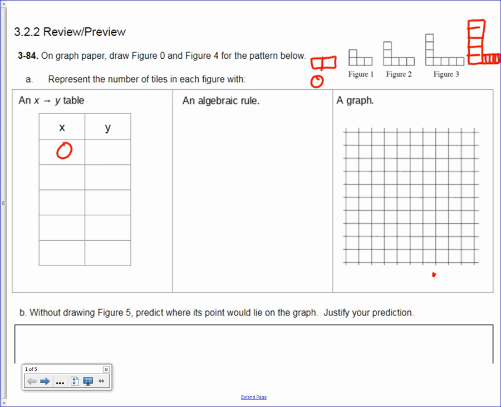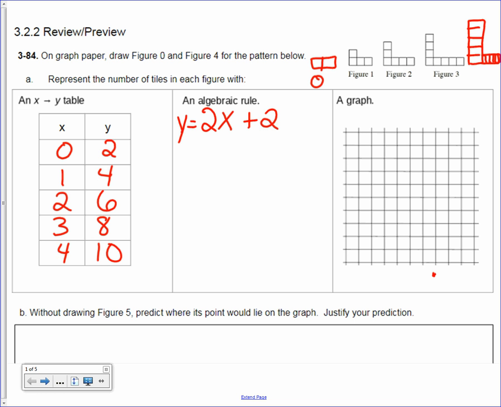So I started with 0 was 2. Figure 1 had 4. 2 had 6. 3 had 8. And 4 had 10, because I'm counting the number of tiles. So then I know my initial value is going to be 2 in my table. So I know my rule is going to be adding 2. But then I have to figure out how much it changed. It was going up, and it was going up by 2 each time. So that's going to be my growth. So my rule is y equals 2x plus 2.